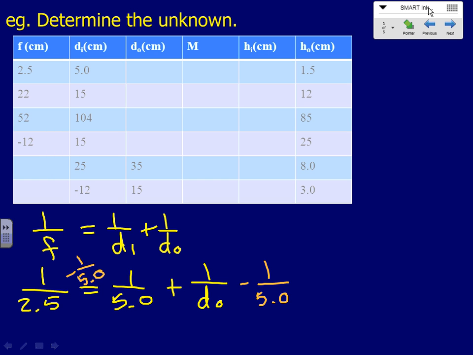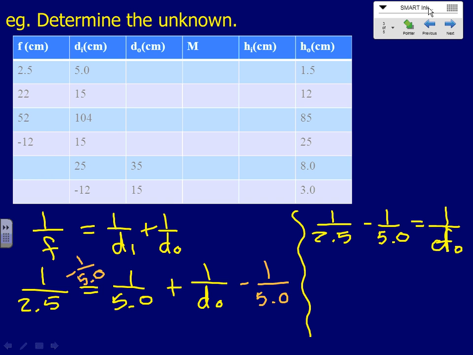And that means that this 1 over 5 minus 1 over 5 is gone. Because I don't have a whole lot of room, I'm going to move it over here. That means I have 1 over 2.5 minus 1 over 5.0 equals 1 over f. Does that look okay to everybody? So I brought this to the, not 1 over f. It's 1 over do. Sorry about that. Everybody catch what I did there? I used the wrong variable there. 1 over do. All right? We got it? We're okay with this?